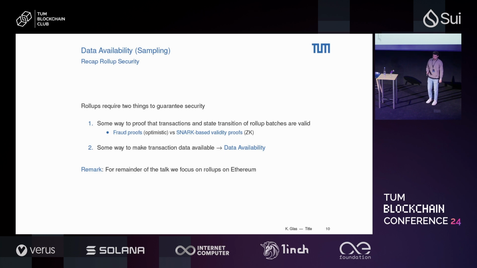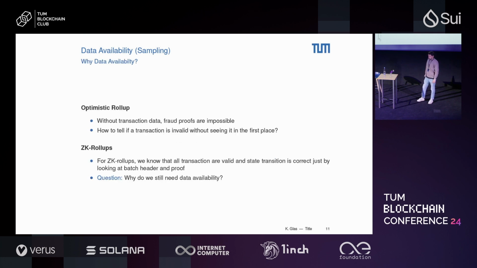Yeah, and for the remainder of this talk, we will focus on rollups on Ethereum, since that's the simplest setting. Okay, so the question is, why do we need data availability in rollups? In optimistic rollups, this is rather obvious. Remember, in optimistic rollups, we want to be able to check all of the transactions such that we can find potentially fraudulent transactions. And of course, if we don't have the transaction data, then we cannot find such transactions.